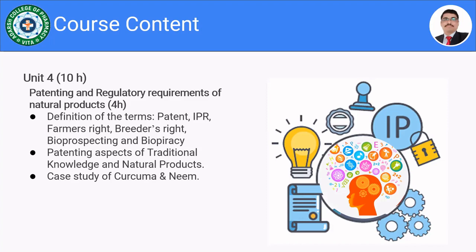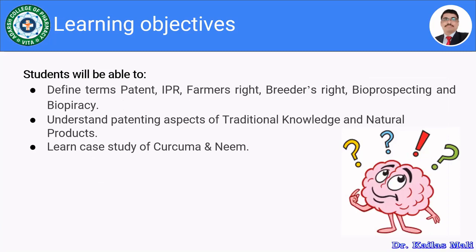So let us move towards the learning objectives. For this topic, I have set three learning objectives. The very first objective is to define the terms patent, IPR, farmers' right, breeders' right, bioprospecting, and biopiracy. The second objective is to understand patenting aspects of traditional knowledge and natural products. What are the things to be considered in the patenting of traditional knowledge and natural products?